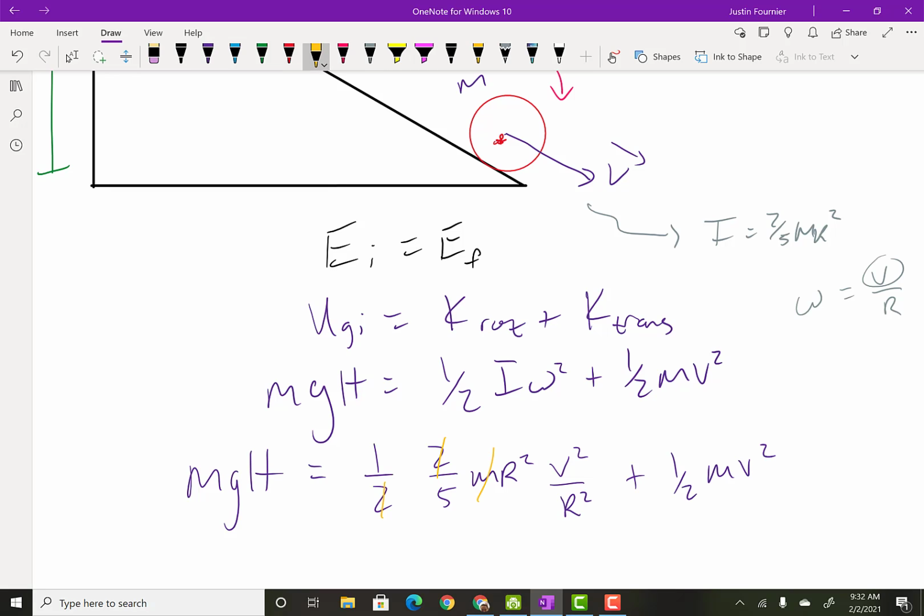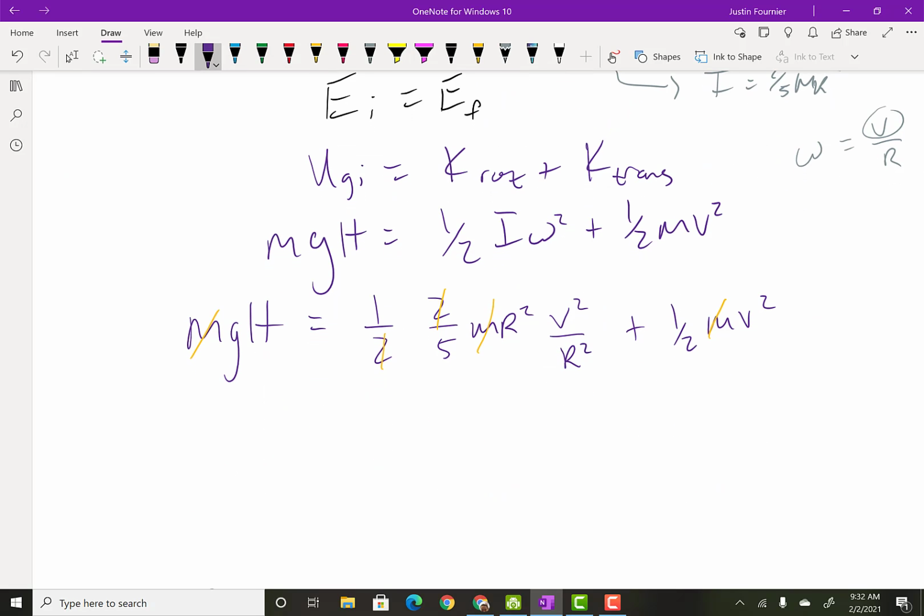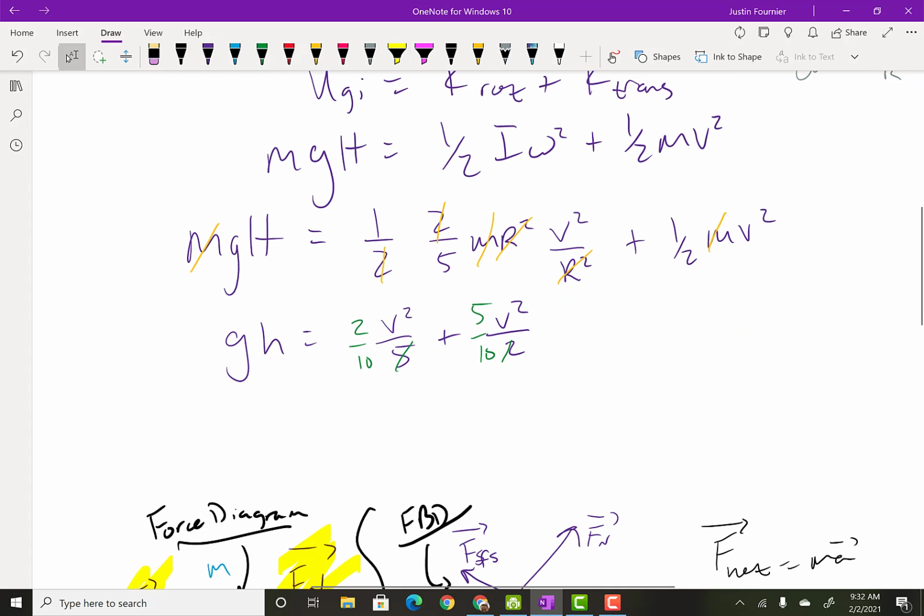And then lastly, those masses cancel out conveniently. So I got gh equals, these r's cancel out as well. So what's that going to be? v squared over 5 plus v squared over 2. The common denominator here is 10, so I could replace these with 10. This will be 5, this will be 2. So 5 plus 2 is 7.